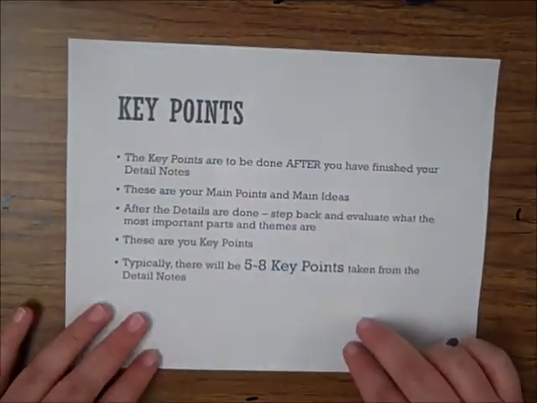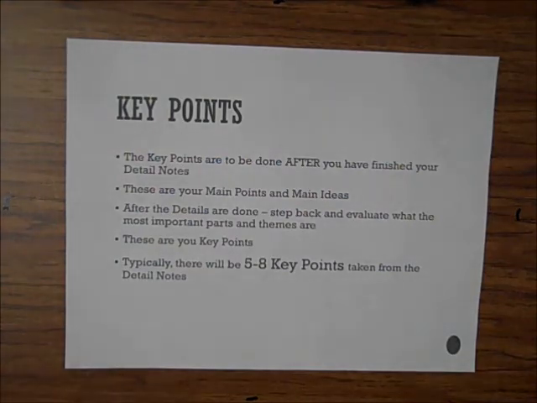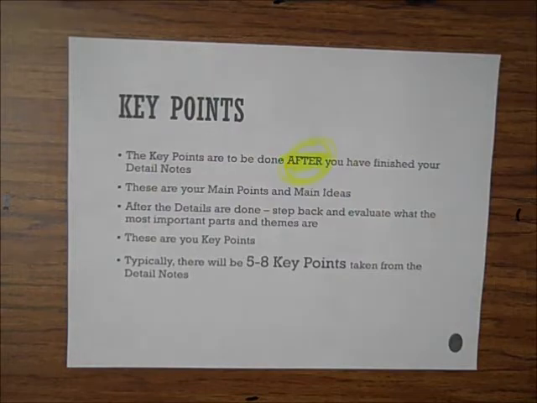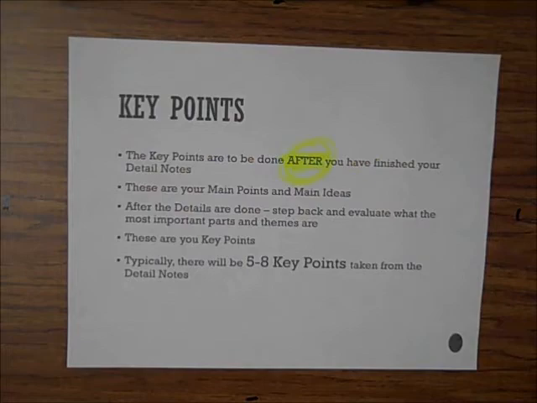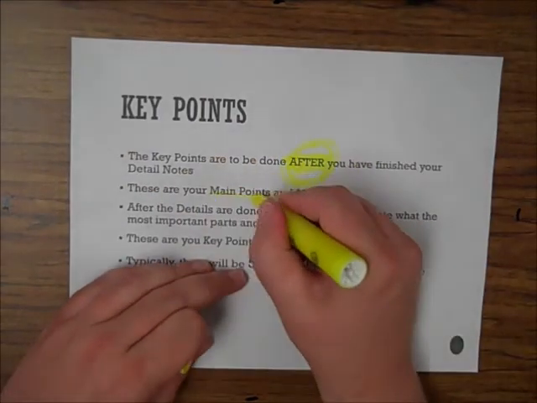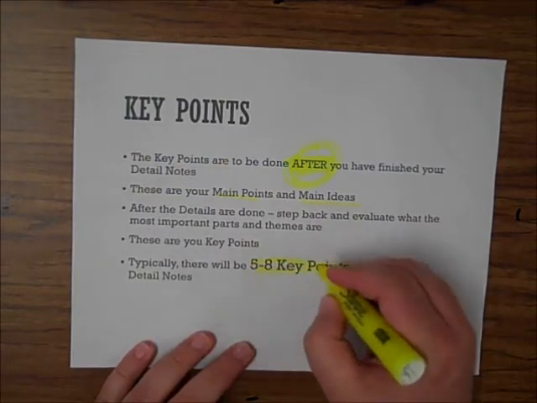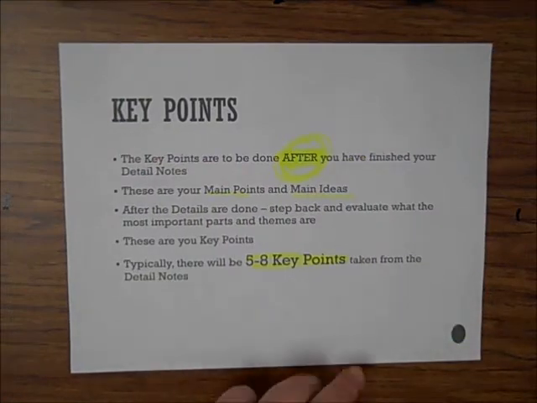The second section of the DKSQ Notes are the key points. The key points are to be done after you have finished your detailed notes. These are your main points, your main ideas. After the details are done, you step back, you evaluate what the most important parts are and what the most important themes are. These are your key points. Typically, there will be 5 to 8 key points taken from the detailed notes.